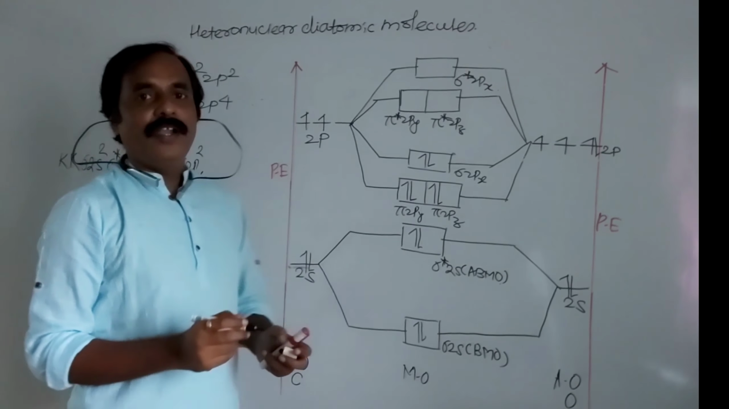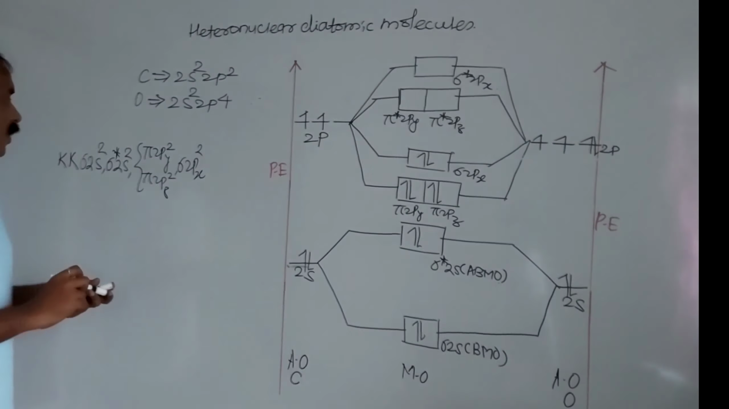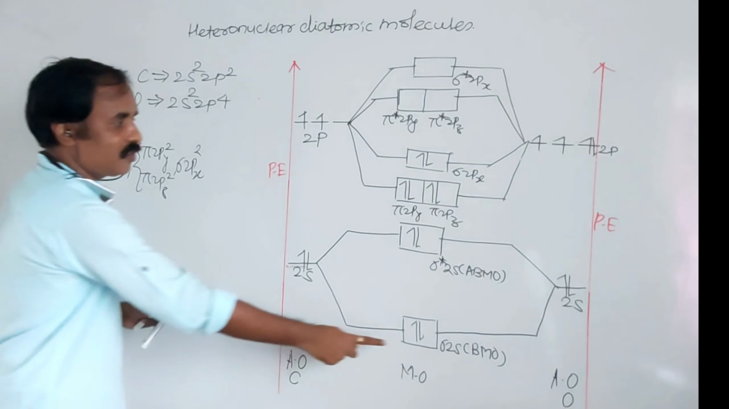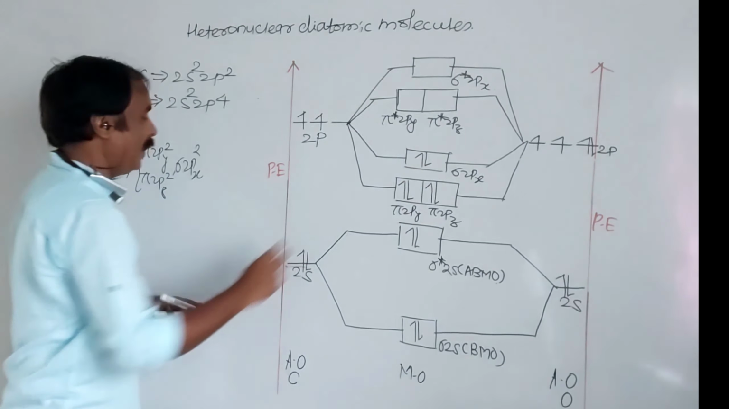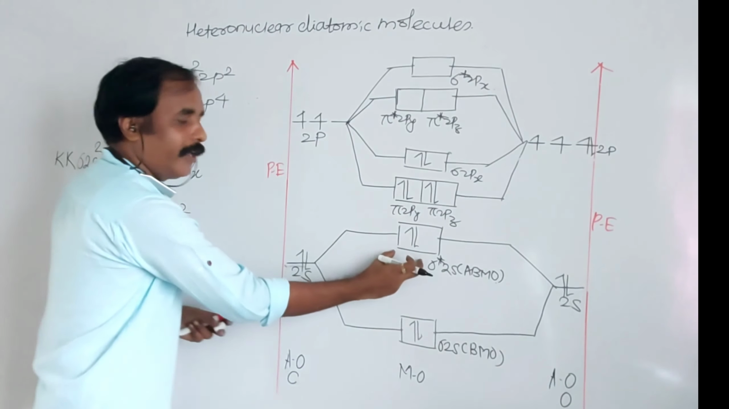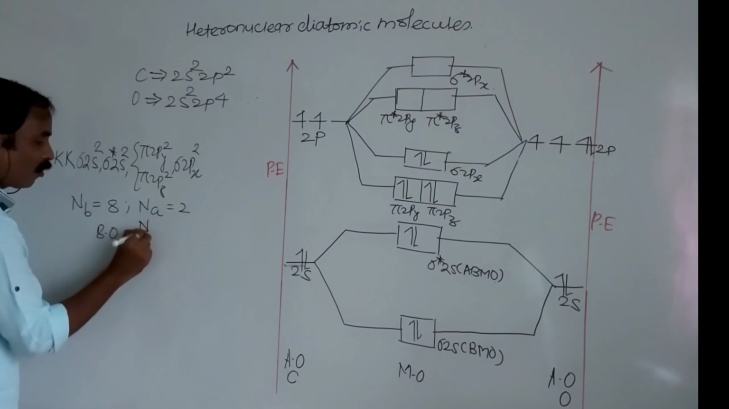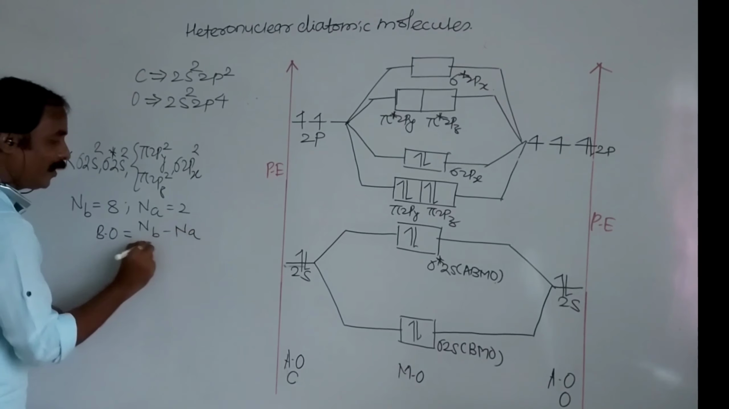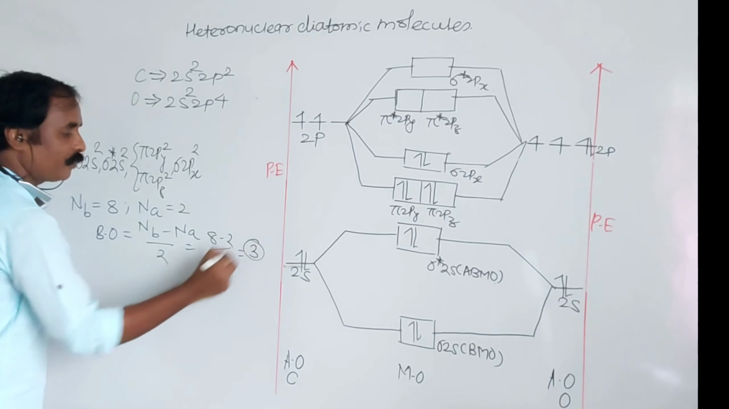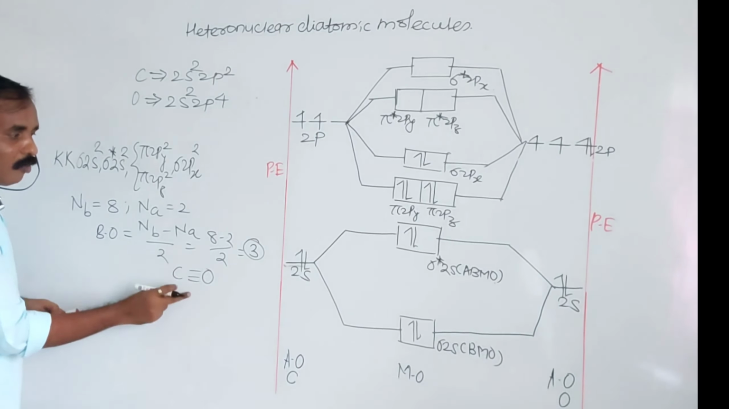And all the anti-bonding molecular orbitals are vacant. So here what is NB? NB is equal to the number of bonding electrons: 2, 4, 6, 8. And Na is equal to 2 only. So bond order is equal to Nb minus Na divided by 2, that is 8 minus 2 divided by 2, which is 3. So the structure of carbon monoxide is like this. Here 3 bonds are there and the bond order is 3.